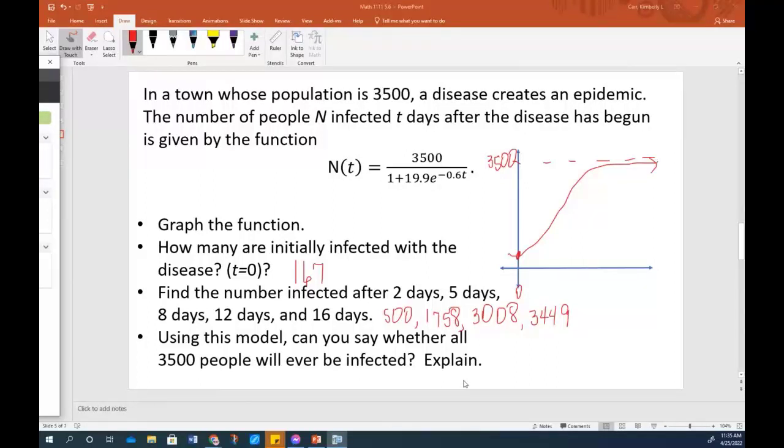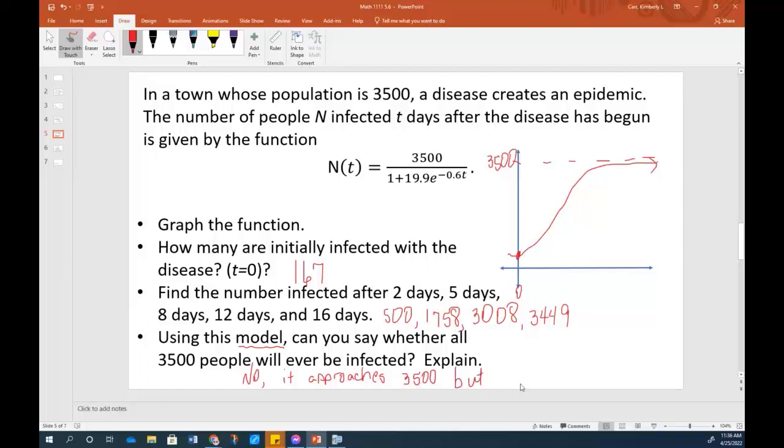Explain. Well, now, certainly in real life, you could end up with everybody infected. But using the model, we're going to say no, because on our equation, what's really going to happen is we have an asymptote here that we're getting closer and closer to, but we don't reach it. So "approaches" would be how they would probably phrase this. It approaches 3,500, but doesn't reach it.